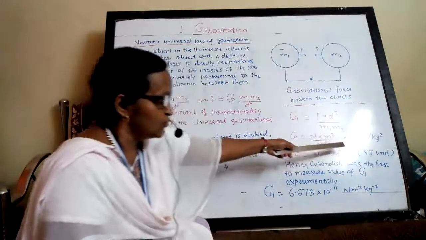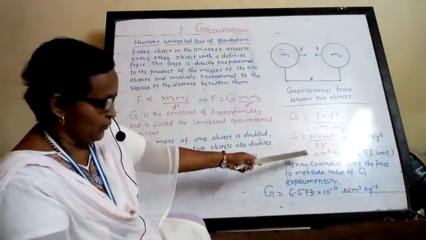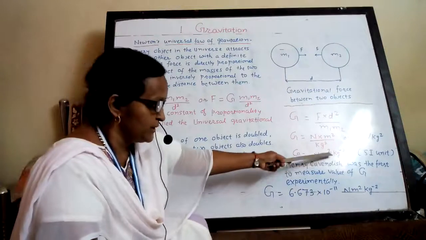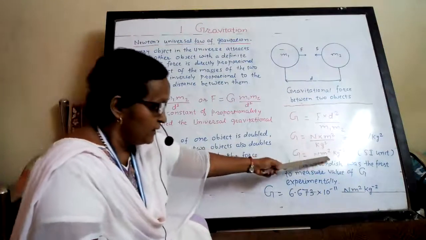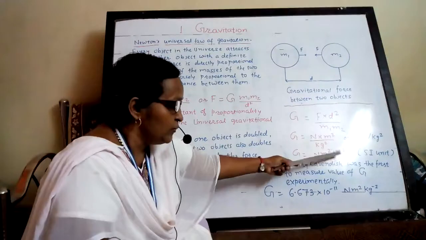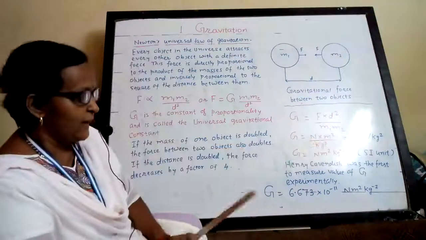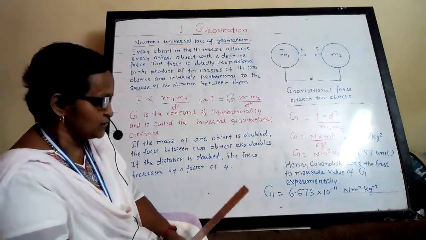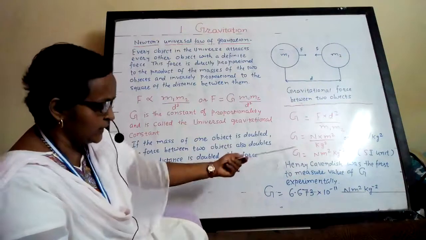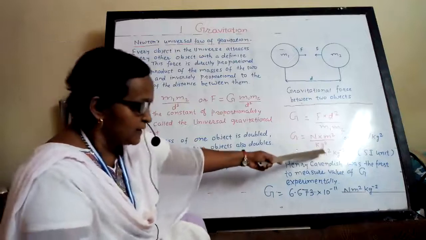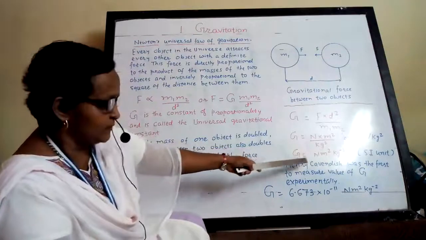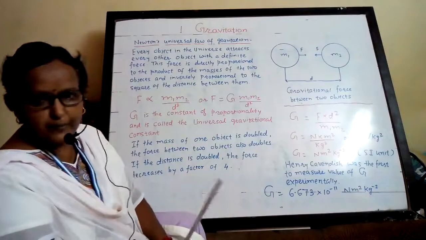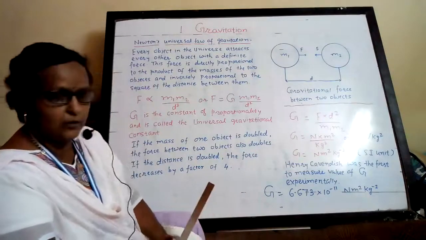It can be written in this way also, Newton meter square per kilogram square. We have to read it in the same way, per kilogram square. That is the SI unit of G, or universal gravitational constant. The CGS unit you can write accordingly, dyne centimeter square per gram square, but the SI unit is Newton meter square per kilogram square.